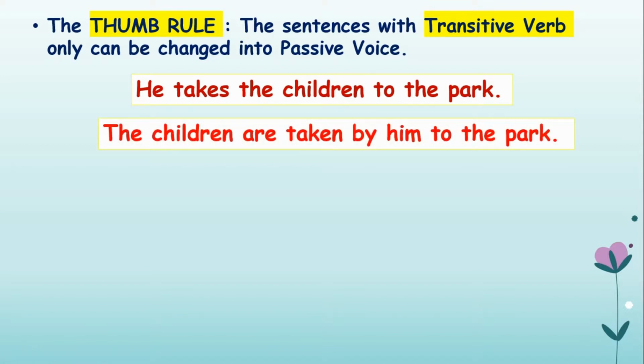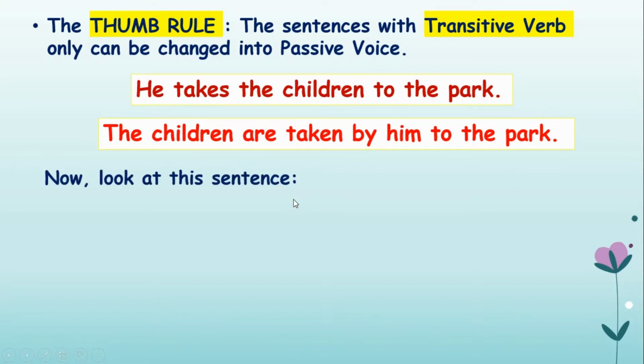Now look at this passive voice form. The children are taken by him to the park. Look at this, the children. This object has become the subject of the passive voice. The children are, auxiliary verb; taken, V3; by, and this subject he has become him over here; by him to the park. This prepositional phrase remains the same in its place. We are able to convert that active voice sentence into passive voice because the verb takes is transitive over here.